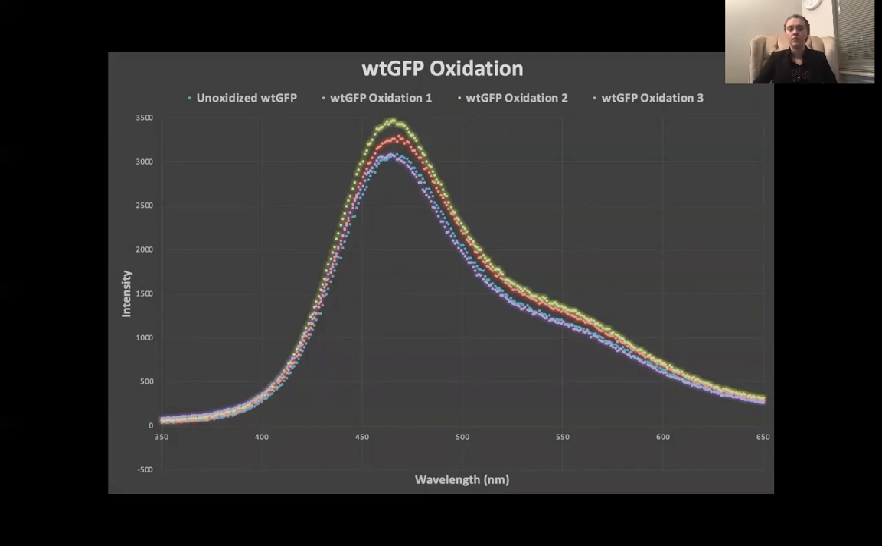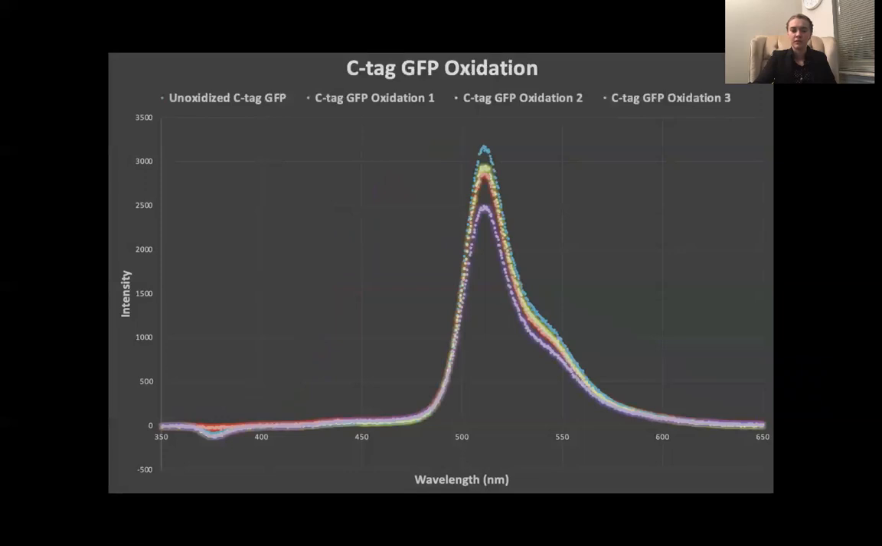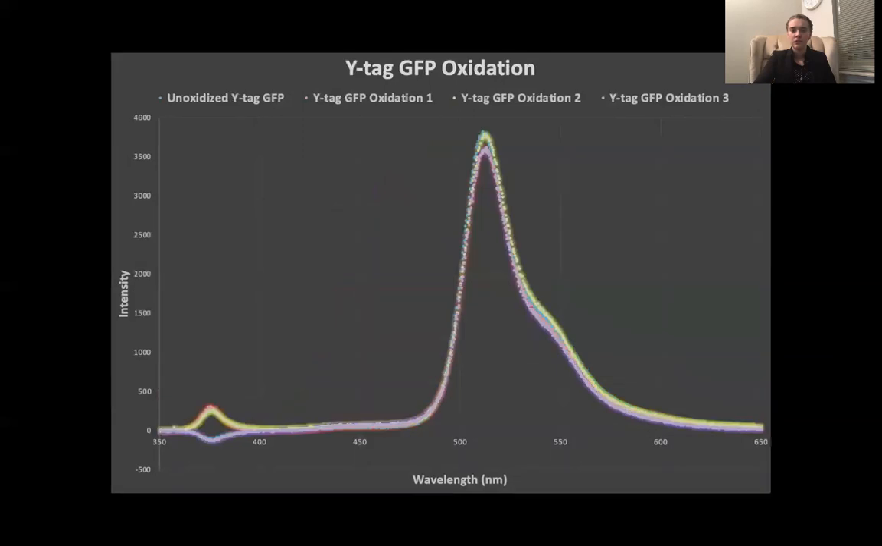With the wild type GFP, we see this huge peak for GFP, which is coming in at about 480, 490-ish, somewhere in there. And you can see this for all 3 types of GFP. There is the C-tag GFP, and then the Y-tag GFP. This peak shows that for all 3 types of GFP, we were able to observe that the protein stayed intact. We were not able to observe a dityrosine peak forming, and that could be for several reasons.